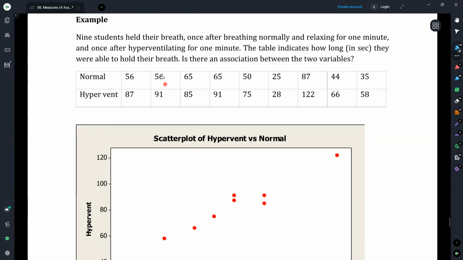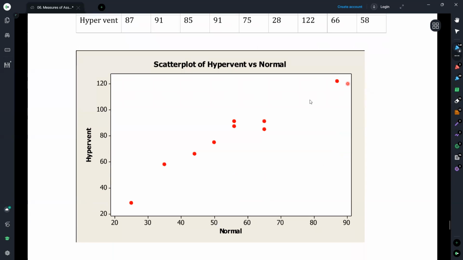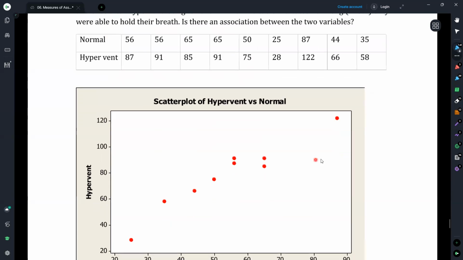Then the next point would be 56 and 91, and we can see that point is marked here. Then we can see that all the points are marked; altogether there are 9 points, and all 9 points are marked on the scatter diagram. Now what we need to do is find out whether there is a linear relationship among the variables. If we can find a linear relationship, then we can move further to the calculation of the Pearson's correlation coefficient.